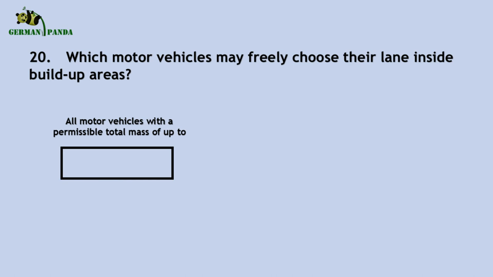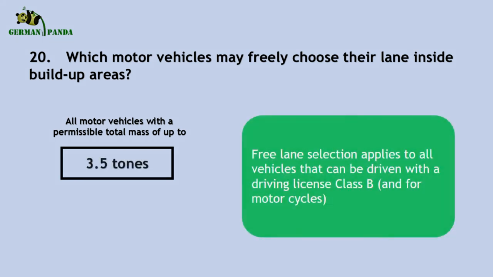Which motor vehicles may freely choose their lane inside build-up areas? All motor vehicles with a permissible total mass of up to 3.5 tons. Free lane selection applies to all vehicles that can be driven with a driving license Class B, including motorcycles.